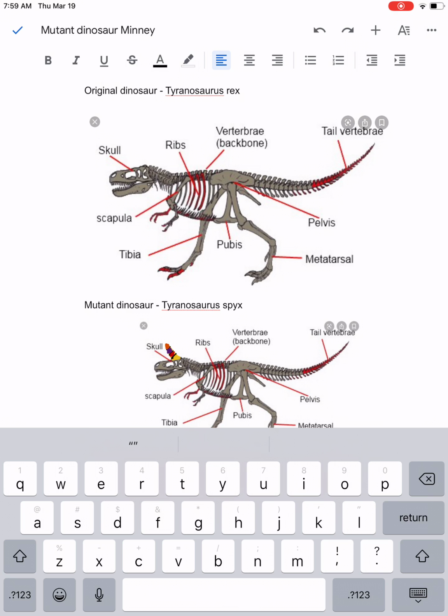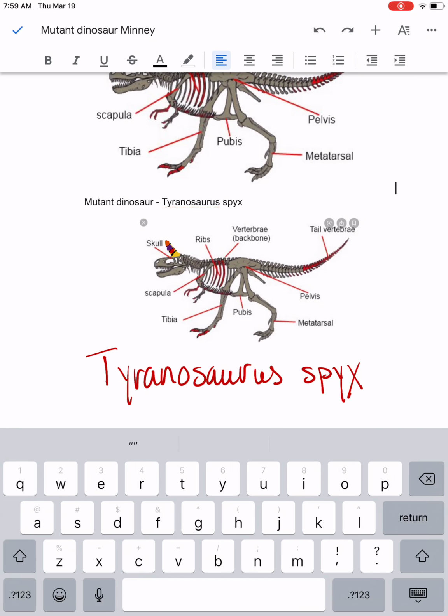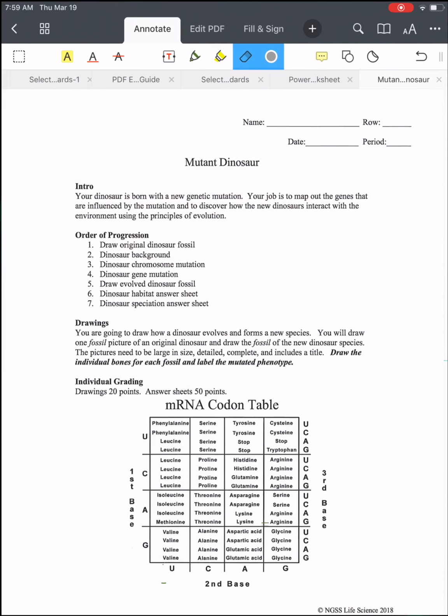So I have a Tyrannosaurus rex here, and my mutant dinosaur that I'm going to change is going to be my Tyrannosaurus spikes. They still have the same genus, Tyrannosaurus, but the species has changed. Capitalized genus, lowercase species. Okay, so onto the worksheet.